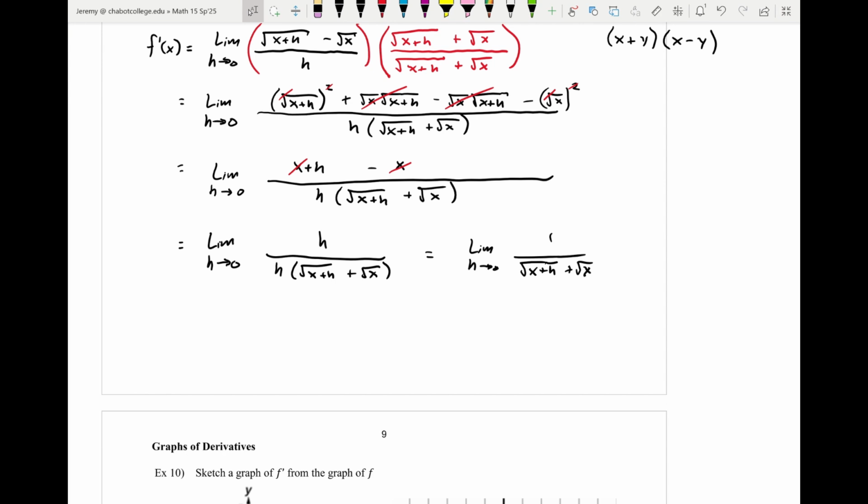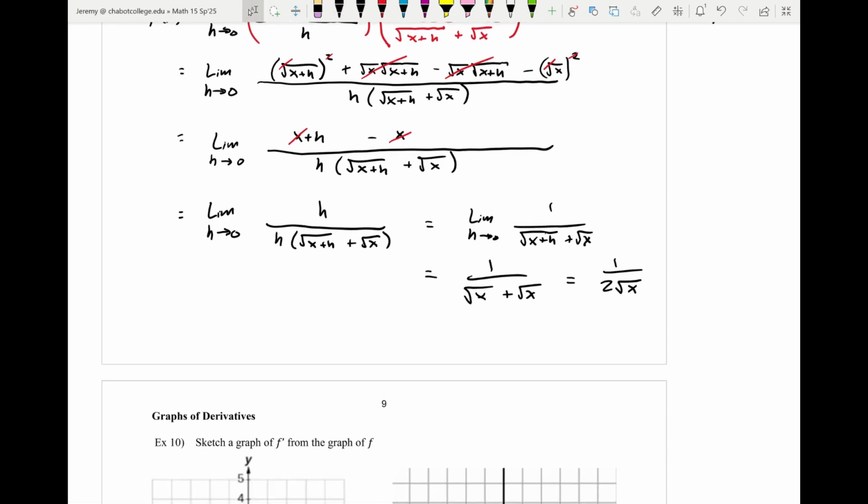My hand is getting tired. And I think I could finally let h go to 0, so I'm just left with 1 over the square root of x plus 0 plus the square root of x, or this simplifies to 1 over 2 root x. So that can just be our answer. So the derivative f prime of x is equal to 1 over 2 root x. And I'll put a box around that.